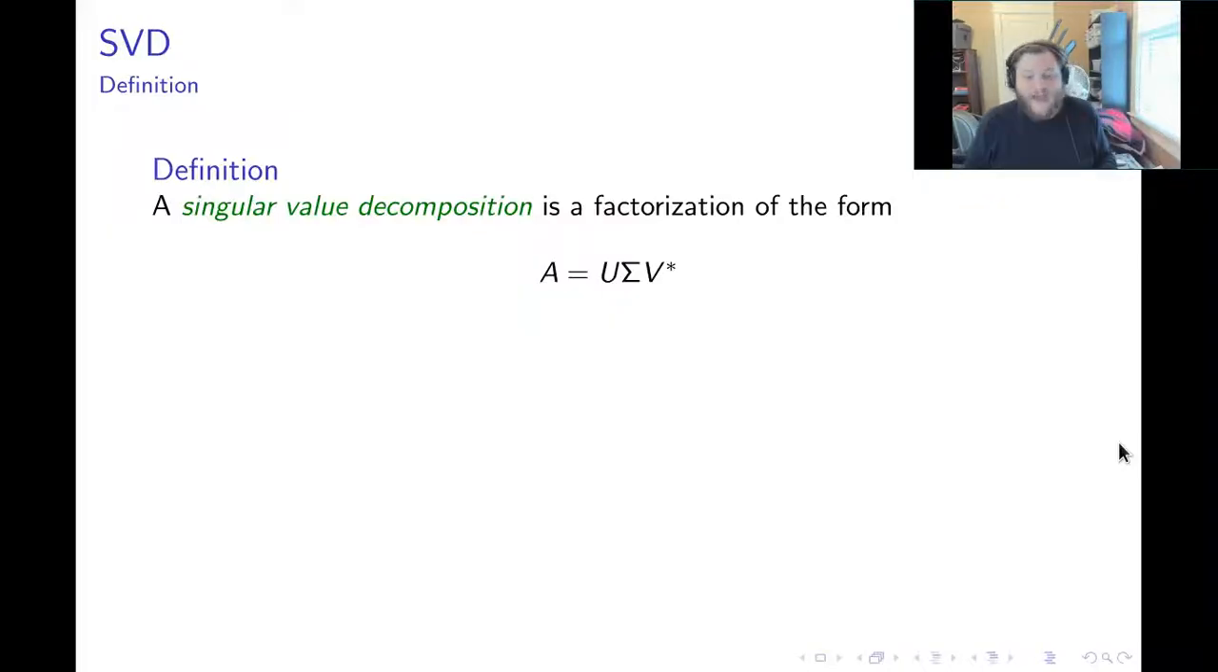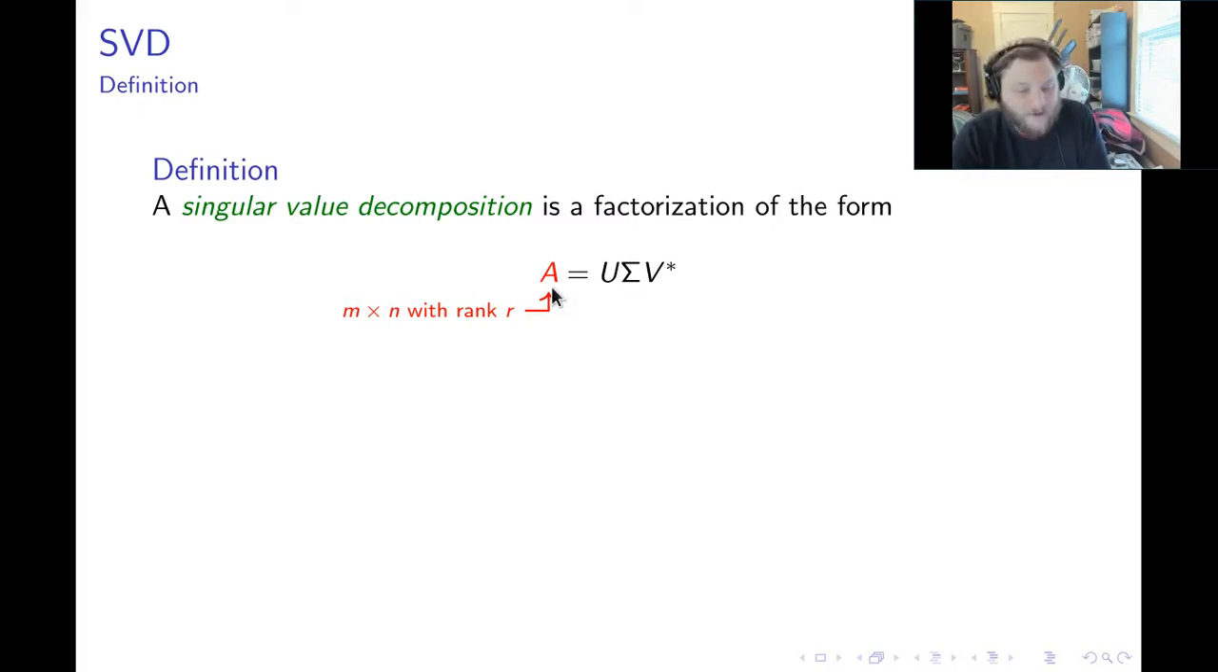So mathematically, what is a singular value decomposition? Well, by definition, a singular value decomposition is a matrix factorization that looks like this. A equals U times sigma times V conjugate transpose. In this factorization, A can be any m by n matrix with rank equal to little r.